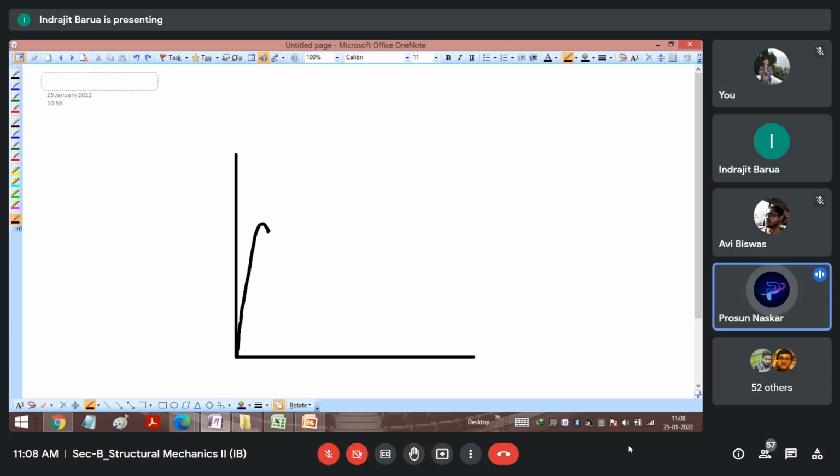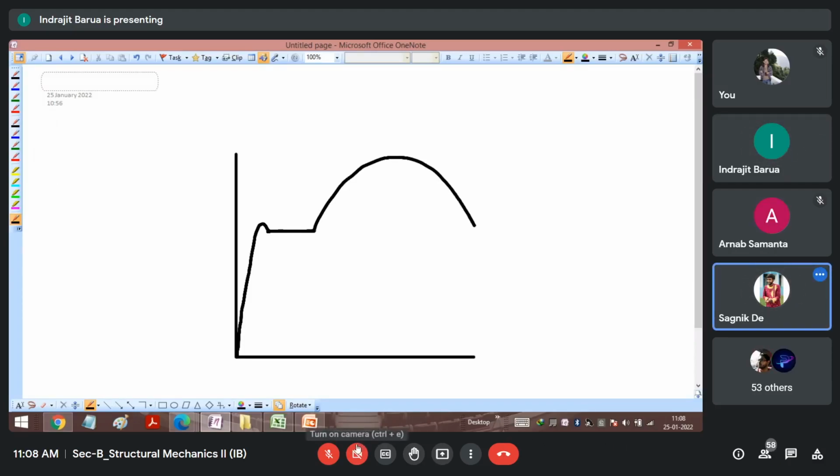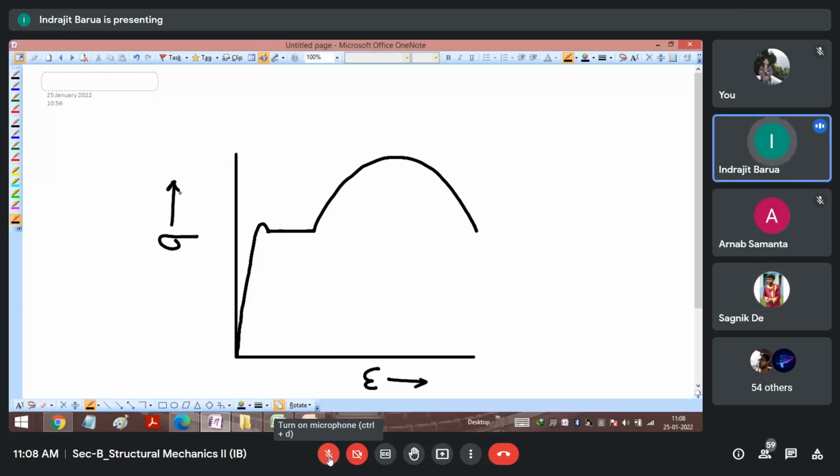Sir, are you trying to draw a stress strain graph? Stress versus strain curve. Yes, correct. But that is not complete. Sir, stress strain diagram of mild steel. Okay, is that enough if we see that stress strain diagram for mild steel? Sir, stress strain diagram for mild steel in gradual loading. Okay. So the stress strain diagram for any ductile material will not be this profile.